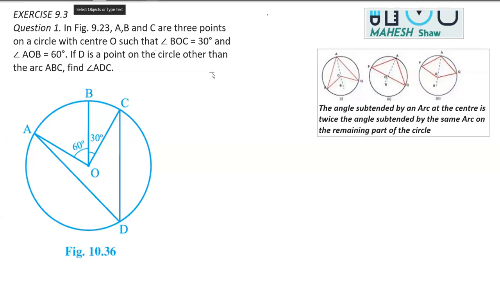I'm going to solve a question. That's question number 1 from exercise 9.3, class 9th, circle chapter. The theme of the chapter is circle. This question is based on the property alternate segment.